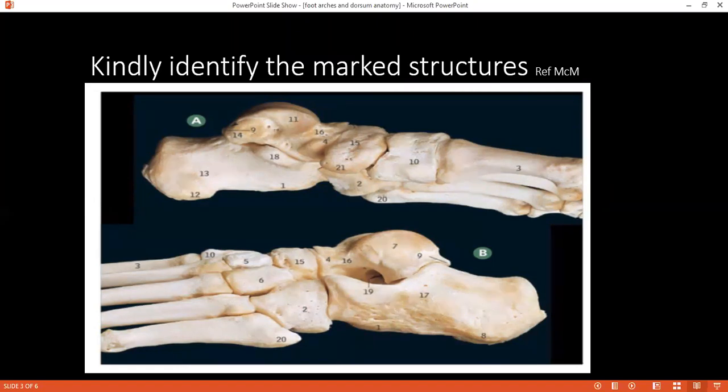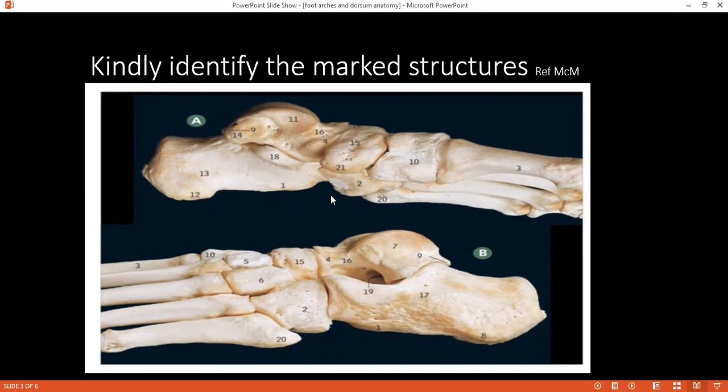Good. Can you please tell me all the bones which form the foot? There are tarsal bones and metatarsal bones and phalanges. The tarsal bones are calcaneum, talus, navicular, cuboid, and 3 cuneiforms: medial, intermediate, and lateral. Then we have 5 metatarsals, and 3 phalanges for the second to fifth toes, and for the great toe we have 2 phalanges.